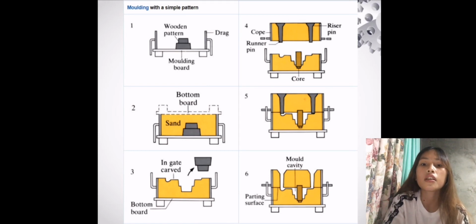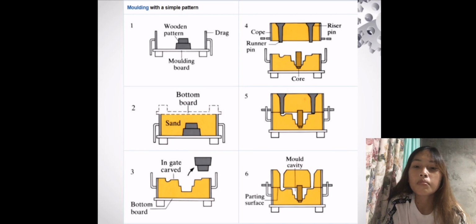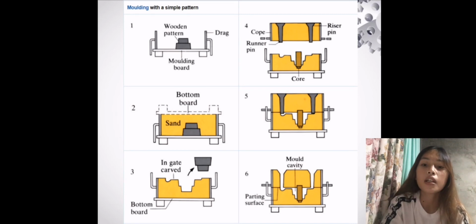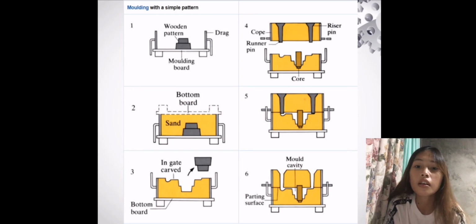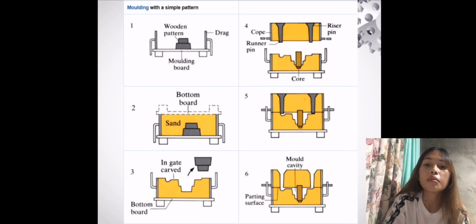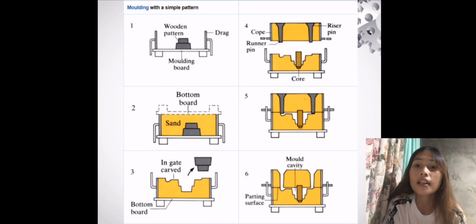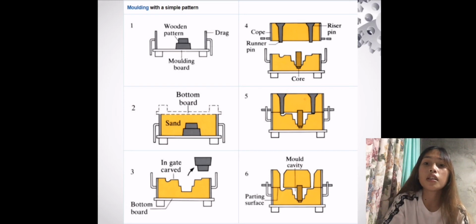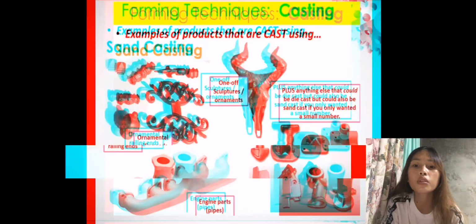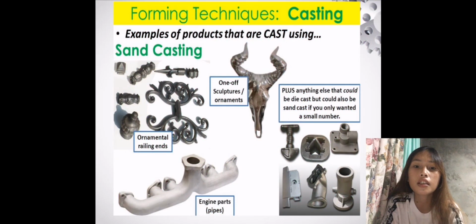The first step is to place the mold pattern in the sand, and the second is to set up the gating system, and the third is to remove the mold pattern. Number 4 is to pour molten metal into the mold cavity, and number 5 is to wait for the metal to cool, and the last is to break open the mold to remove the metal casting.